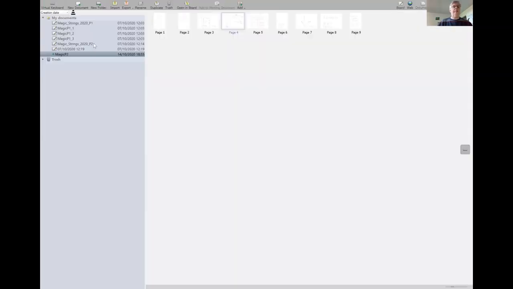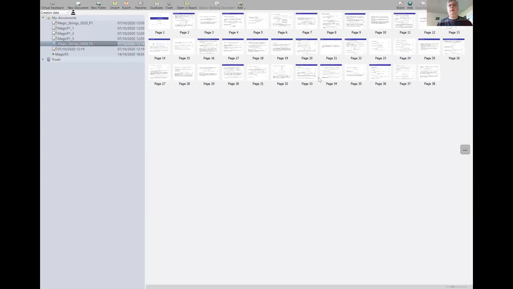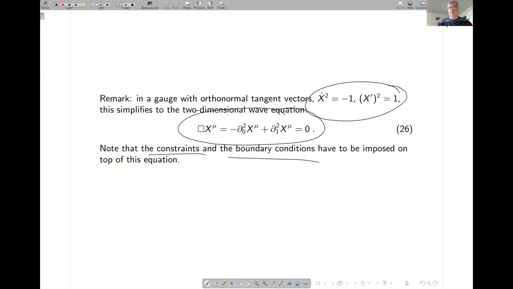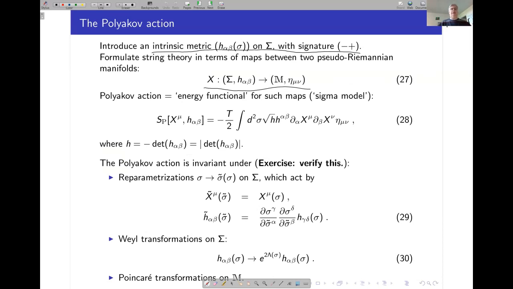Okay, let's go back to the main slides now. I think I want to be here, right? Pick the right page.